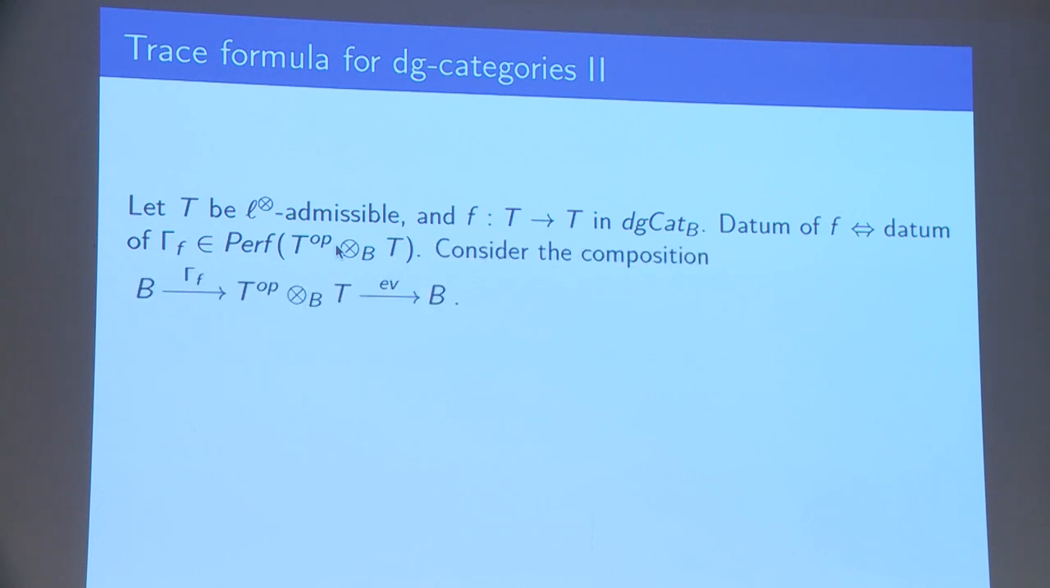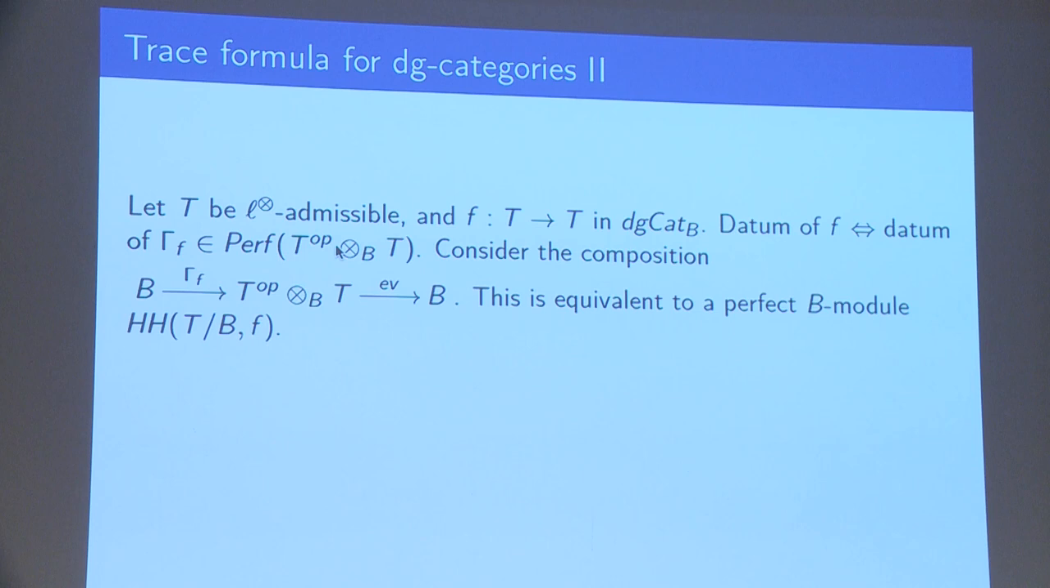And so we can consider a composition given by the graph, followed by the evaluation. And remember that there is an evaluation because I'm supposing that T is smooth and proper, so it's dualizable. So there is a co-evaluation, evaluation, etc. So I compose the graph with evaluation. It's a map from B to B of B modules, so it's a perfect B module, which I denote by HH. This is essentially the Hochschild homology object associated to F.